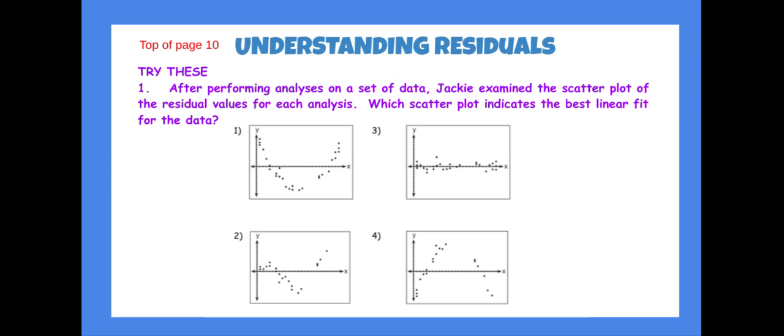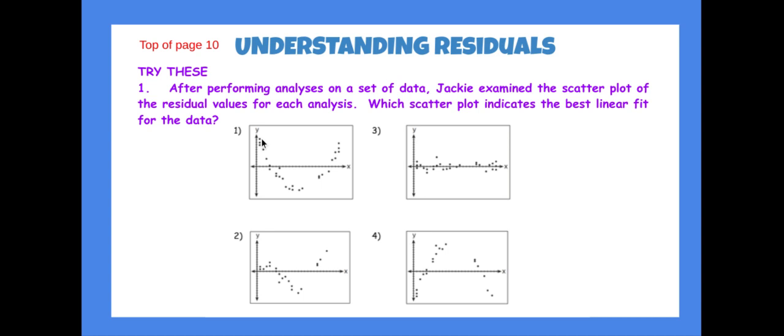So what we're going to do is look at all the different residual plots and determine whether or not it was a good fit or not a good fit. We're also going to look at different scatter plots and the residual plots and make those connections as well. So just for example, this is on page 10. This is a general multiple choice question you'd see on the Regents. It will say, after performing the analysis on a set of data, Jackie examined the scatter plot of the residual values. Which scatter plot indicates the best fit linear for the data?